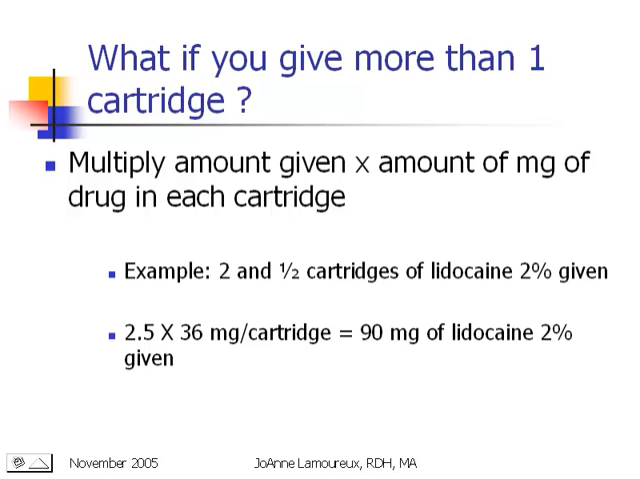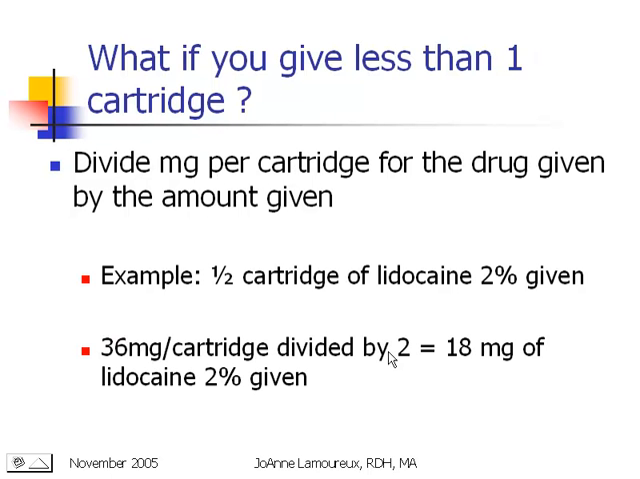What happens if you give more than 1 cartridge? Well, you multiply how much you give by the amount of milligrams that you find in each cartridge. For example, you give 2.5 cartridges of lidocaine 2%. You've already determined that at 2% lidocaine you are giving 36 milligrams in each cartridge. So you take that amount and you multiply it by 2.5, which is 2.5 cartridges. That tells you that you've given 90 milligrams of lidocaine if you've given 2.5 cartridges.